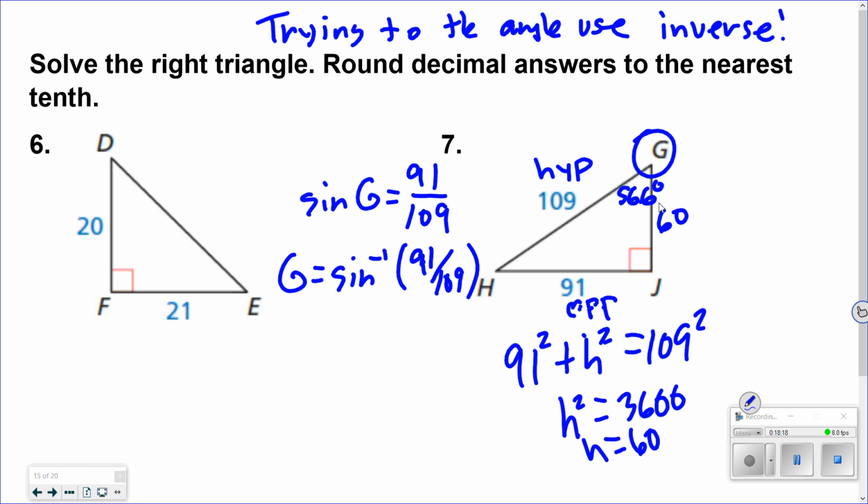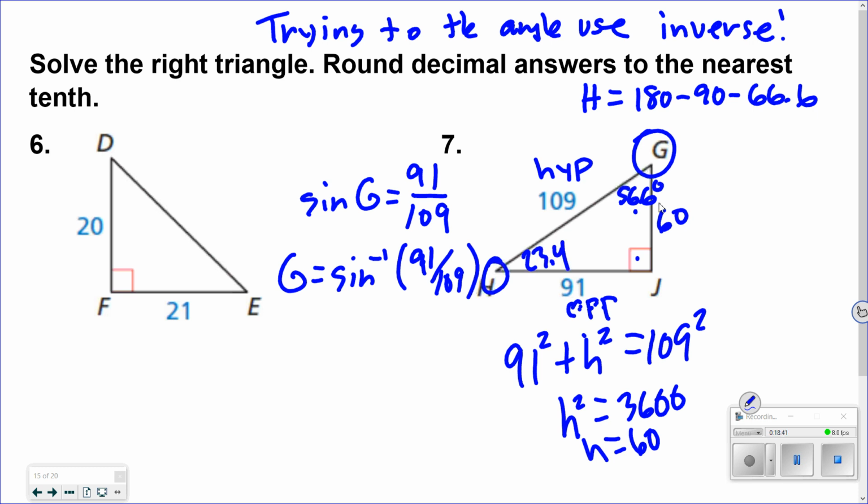Okay, now I've got to find angle H. But if I already know these two angles, I can just subtract them from 180. So H is going to equal 180 minus 90 minus 66.6. You plug that in the calculator, and it comes out to be 23.4 is my other angle. Okay, so I've solved that right triangle.